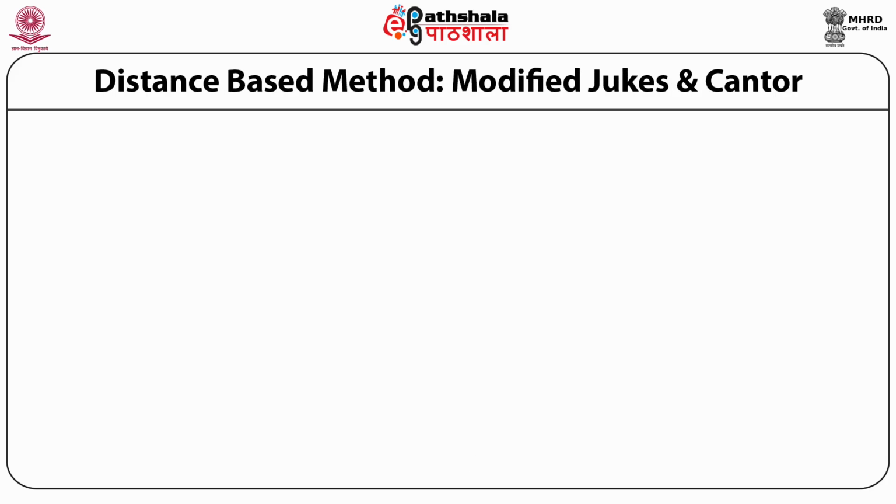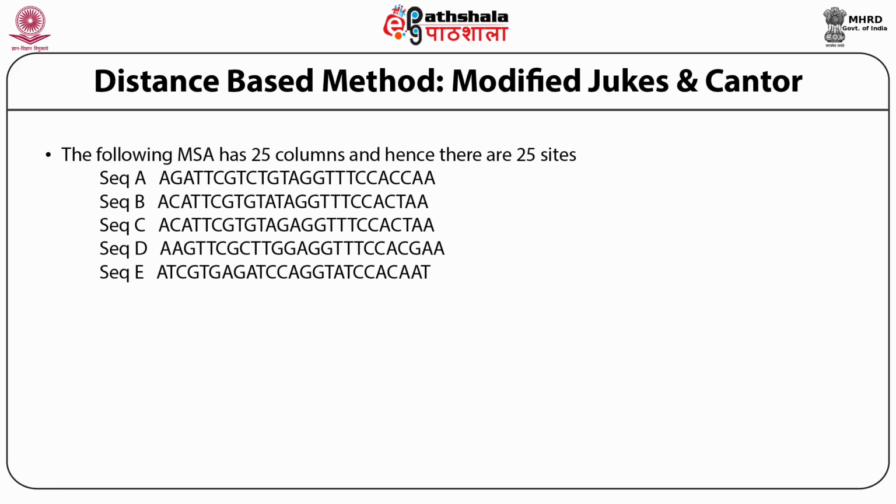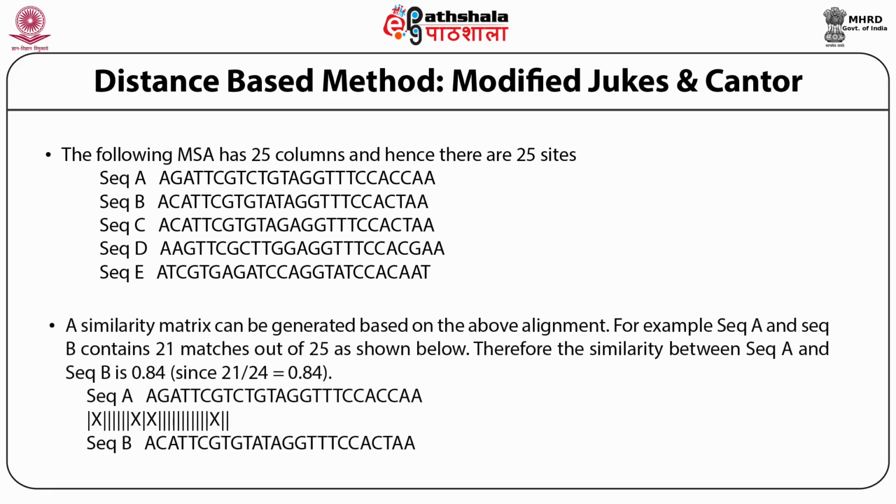Distance based method, modified Jukes-Cantor. The multiple sequence alignment that is shown as an example in this slide has 25 columns and hence there are 25 sites here. A similarity matrix can be generated based on the above alignment. For example, sequence A and sequence B contain 21 matches out of 25. It is shown below. Therefore, the similarity between sequence A and sequence B is 0.84, since 21 divided by 25 is 0.84. Sequence A and B and the corresponding alignment are shown below.